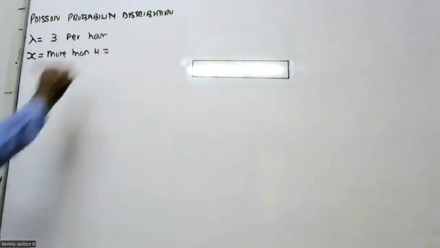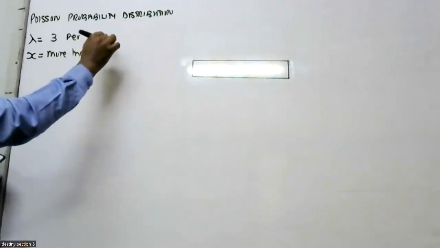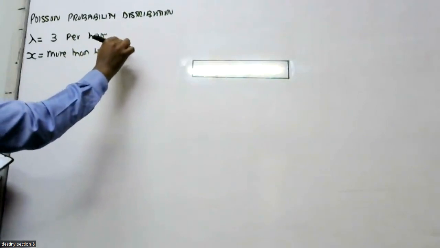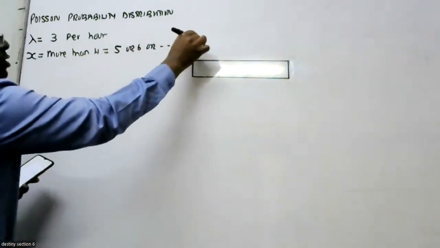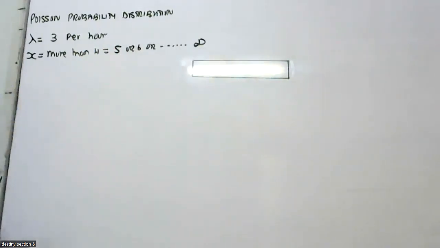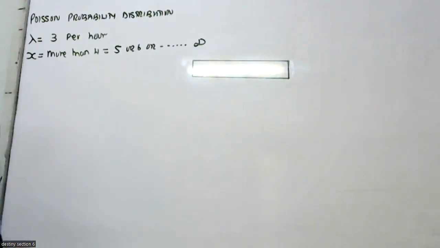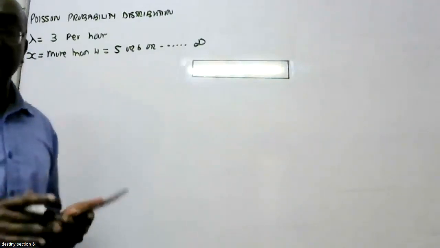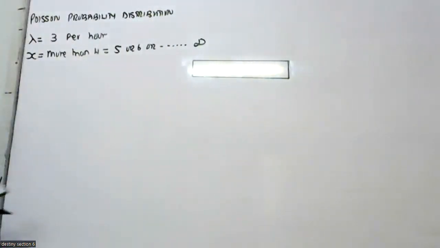So if we are told more than 4, what exactly does that mean? It means 5 or 6 or all the others, up to infinity, because we do not know how many they are. Like in the binomial, we stopped at 6 because we were told it is 6. But here you cannot know what is the maximum number of cars that can pass through this point.